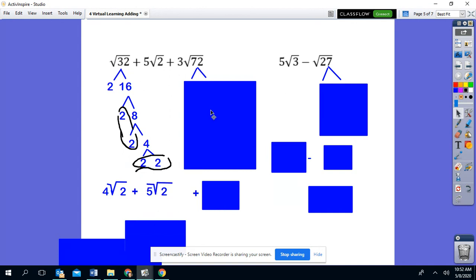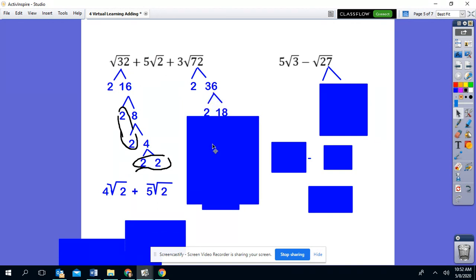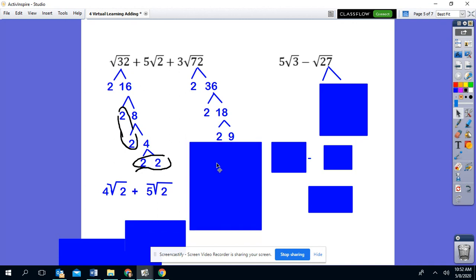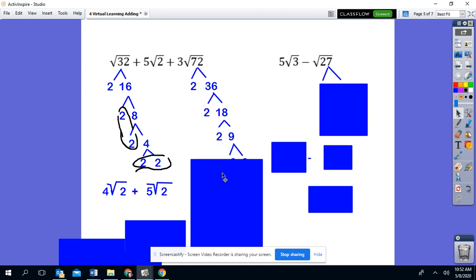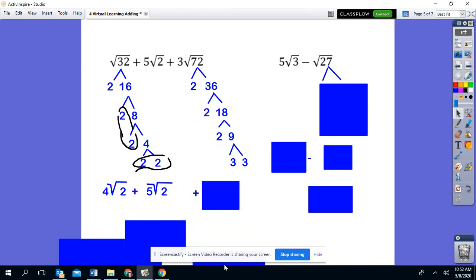Now we need to break down 72. 72 breaks down to 2 and 36. 36 breaks down to 2 and 18. 18 breaks down to 2 and 9. And 9 breaks down to 3 and 3. So now I can look for my pairs in this expression. So I've got a pair of 3's right here. And I've also got a pair of 2's.